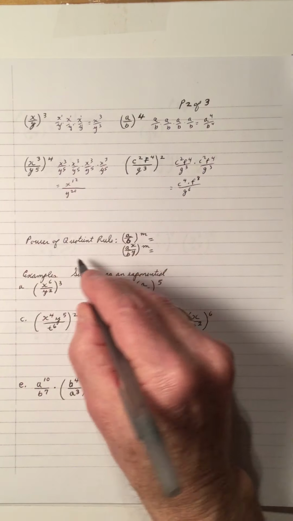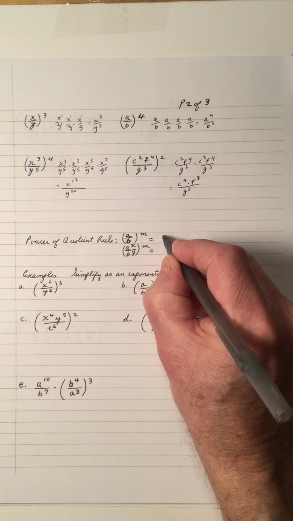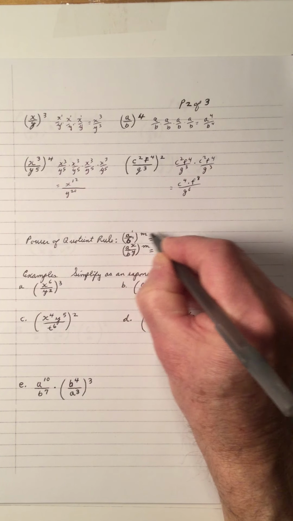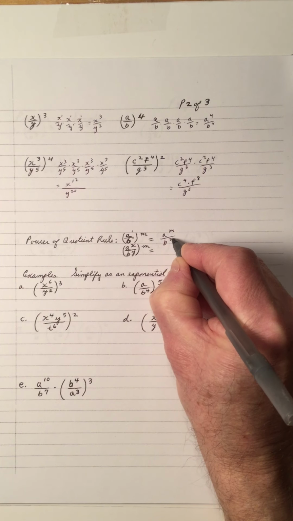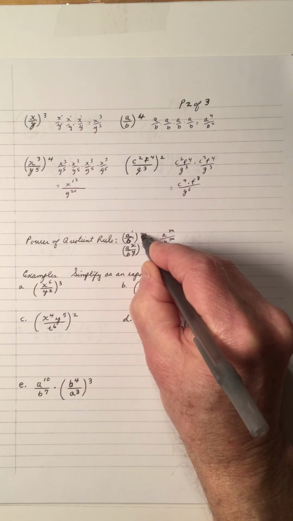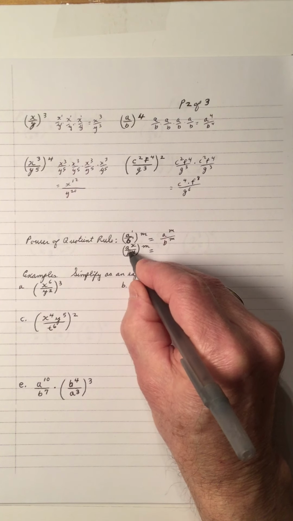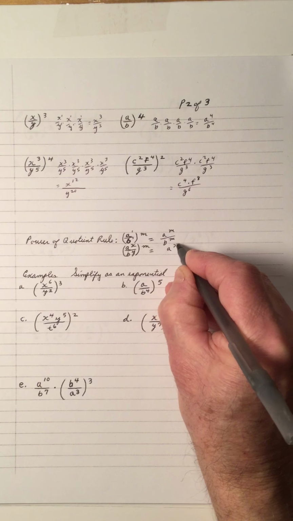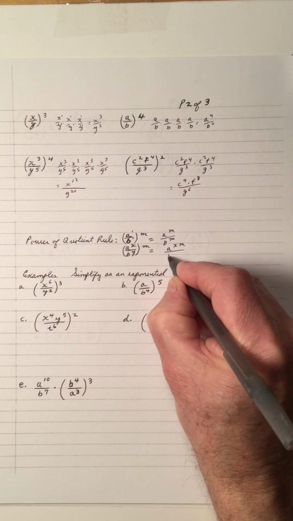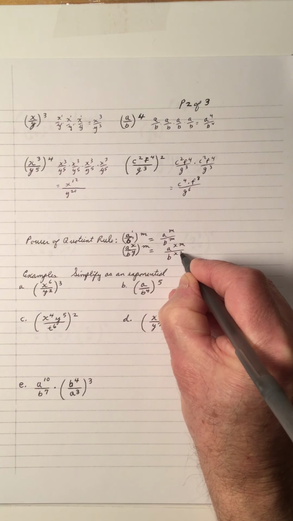So the power of a quotient is that's a 1 and a 1, so that's a to the m over b to the m. M times 1, m times 1. And when you have a power other than 1, a to the x m over b to the x m.